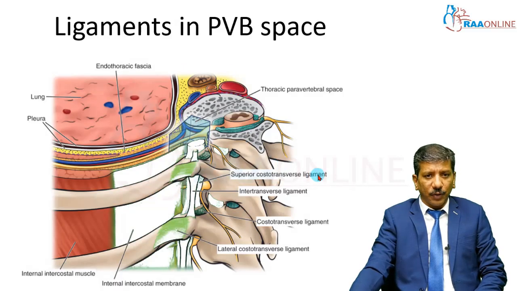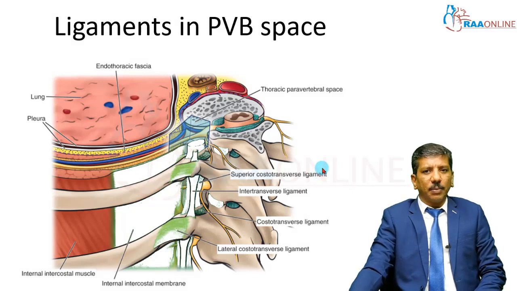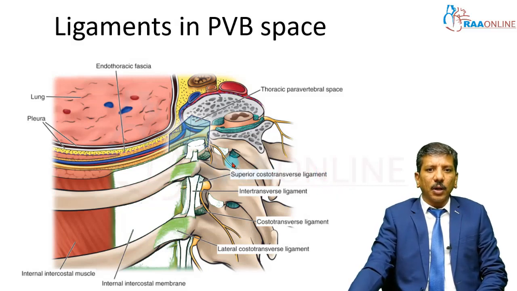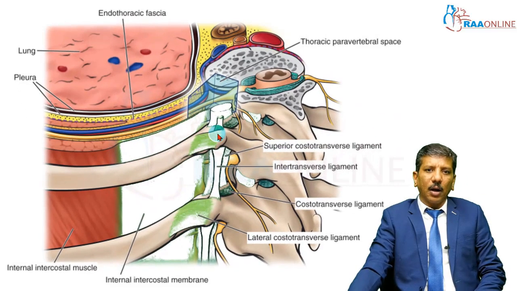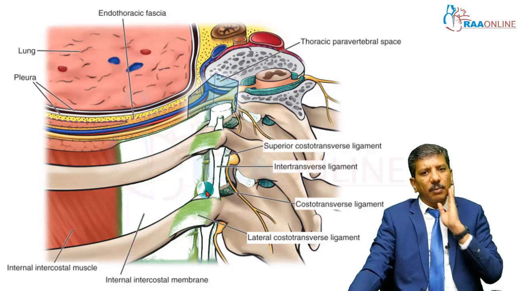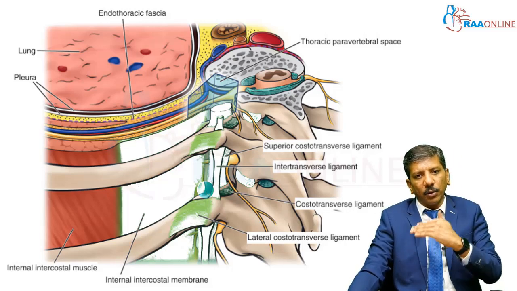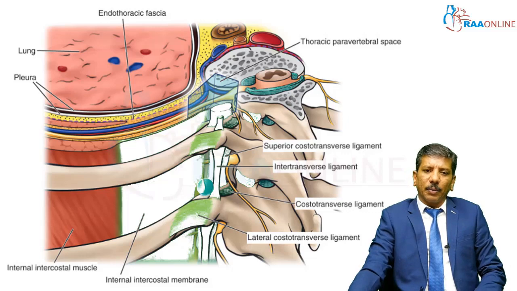Next important structures that we should know are the ligaments in the paravertebral space. The most important ligament that we commonly come across when you do the landmark or paramedian approach is the superior costotransverse ligament. The name as such suggests it's a costotransverse ligament. It connects the costochondral junction with the transverse process from the above and below level. Similarly, you have the intertransverse ligament and also the lateral costotransverse ligaments. So basically this ligament separates the muscle layer from the paravertebral space.